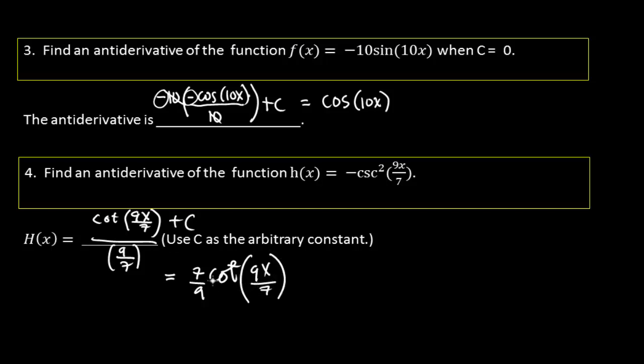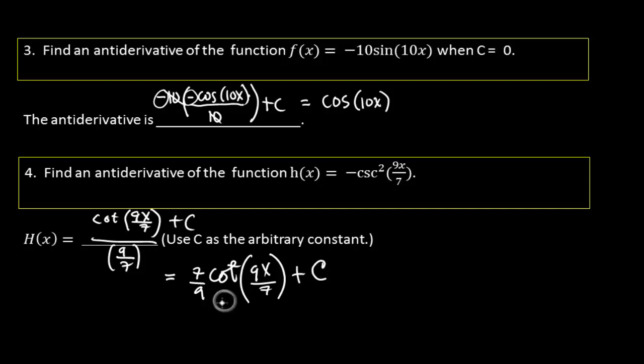Now remember, these cannot cancel out because this is a single term. This is not the same as cotangent times 9 times x over 7. No. Cotangent of this whole thing is one single term. So this is just a constant multiplied to a single term, and these should not cancel out each other. And plus your letter C.